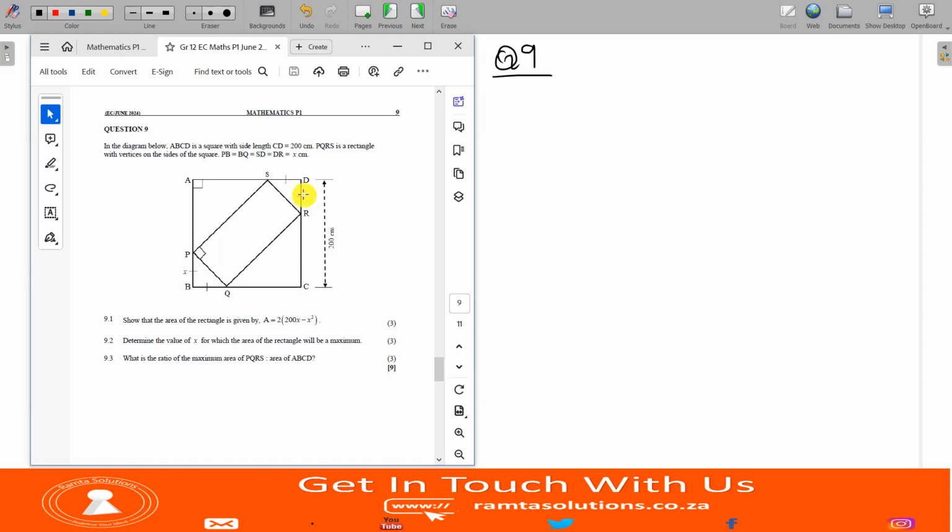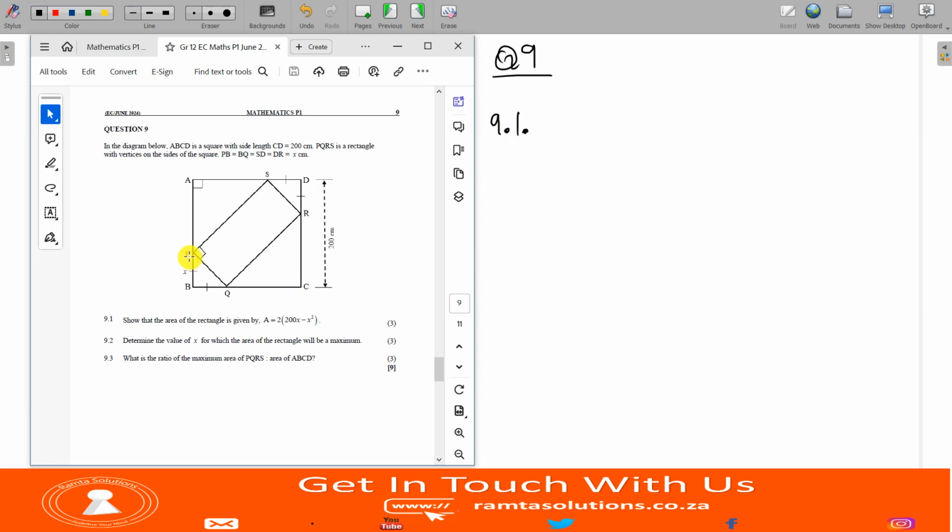Nice. Now, 9.1. Guys, this is one question. I looked at it and I'm like, ooh, Eastern Cape, you had it easy. But of course, you should have it easy. Now, show that the area of the rectangle is given by that. It's okay, I'm going to tell you now.